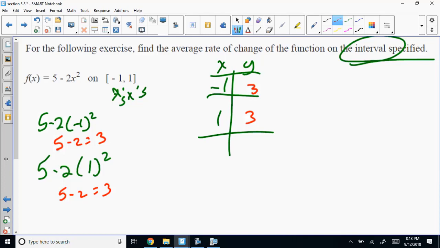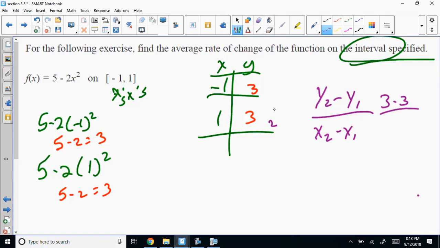So if I look at the average rate of change, I can look at it in terms of y2 minus y1 over x2 minus x1. So I can do 3 minus 3. Let's say this is group 2 and this is group 1. And then it would be 1 minus negative 1, which gives me a plus, so that's 0 over 2. Y'all agree? Yes or no? I just plugged it into the equation.